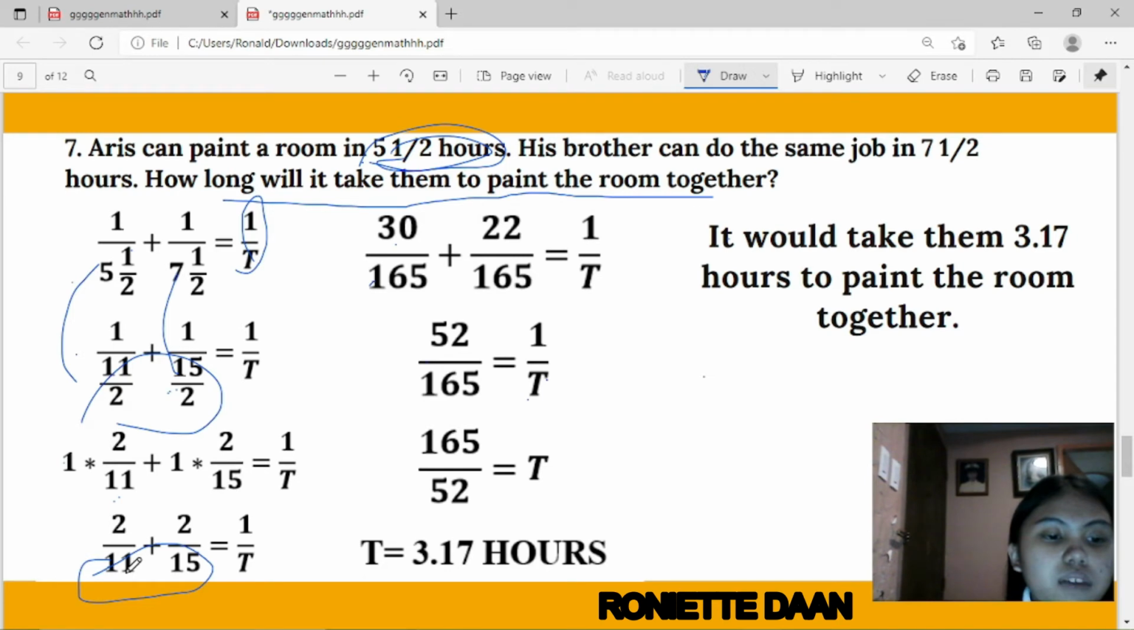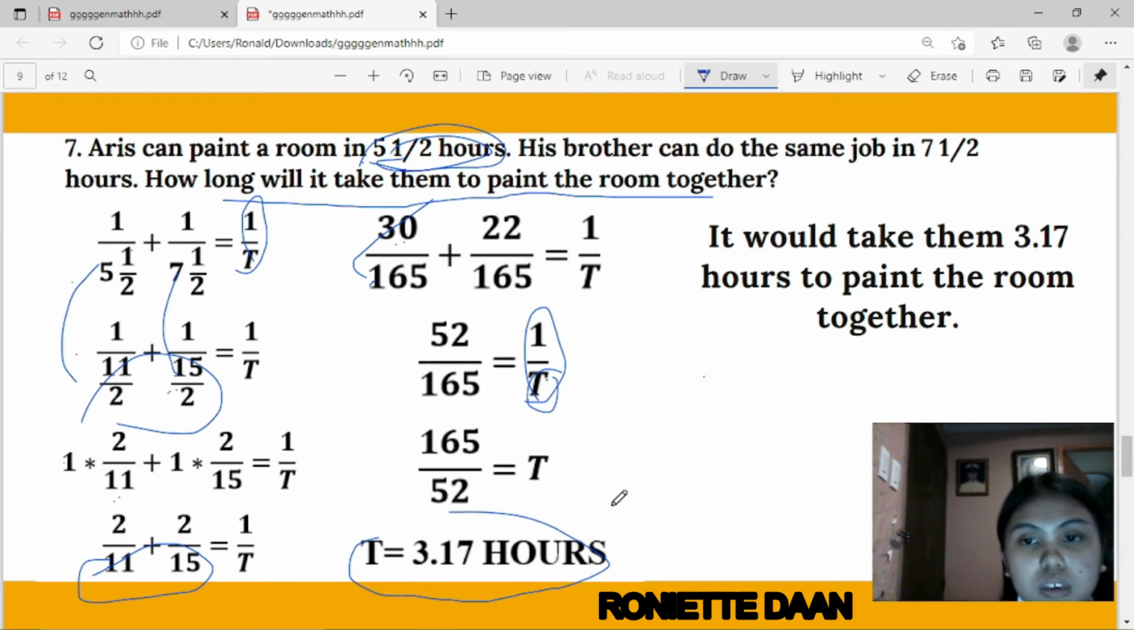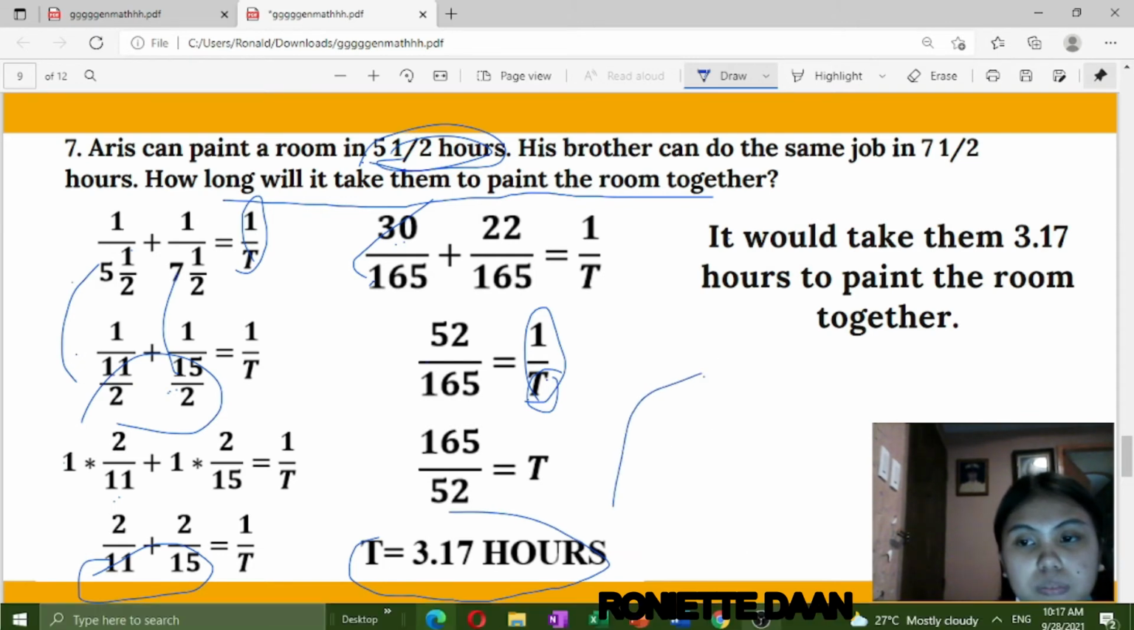165 divided by 11 times 2 is equal to 30. And 165 divided by 15 times 2 is equal to 22. Add both numerators, 30 plus 22 is 52 over 165. As you have noticed, we have 1 over t here. We only want to retain the t, so we need to reciprocate both sides. It would be 165 over 52. 165 divided by 52 is equal to 3.17, which means it will take them 3.17 hours to paint the room together.